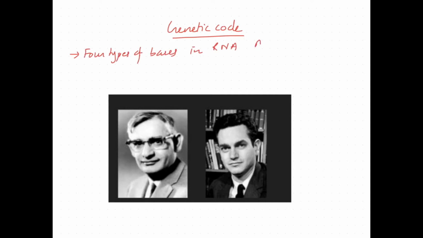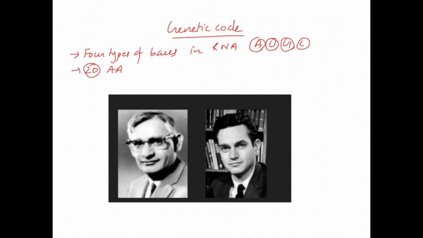They are A, U, G, C. But there are 20 different types of amino acids. So it would be logically impossible for each amino acid to be specified by only one nucleotide, since there are only 4 bases and 20 amino acids.